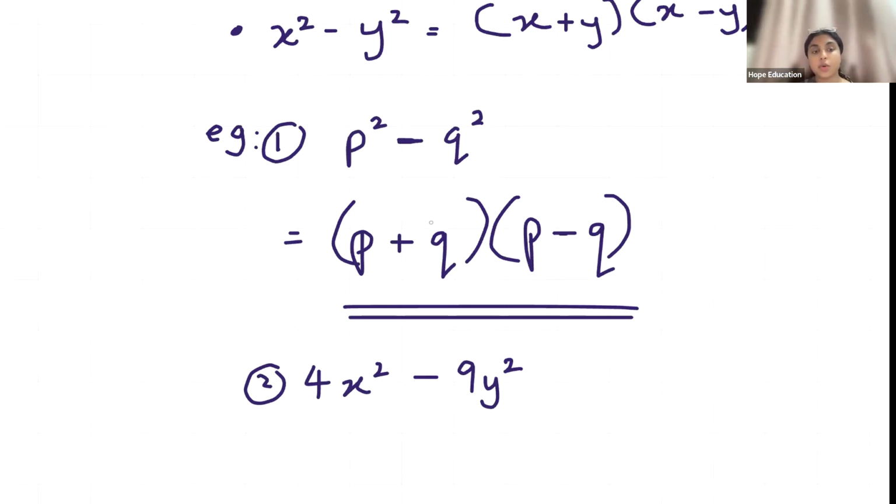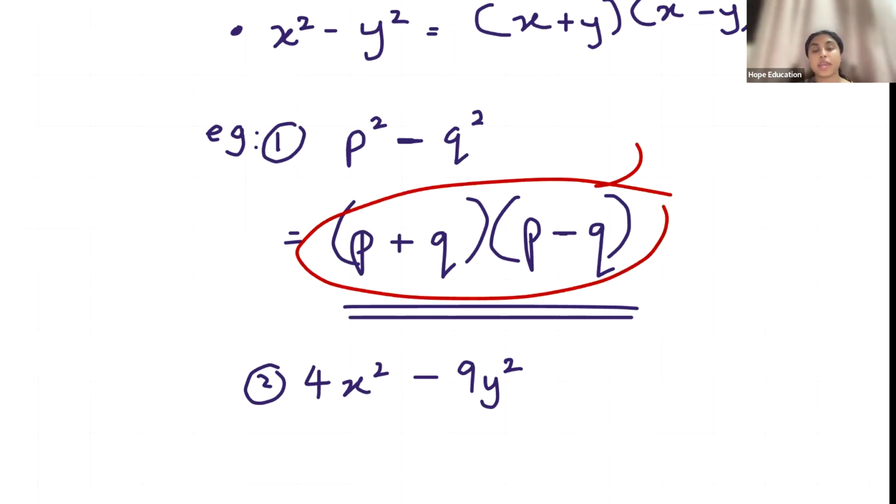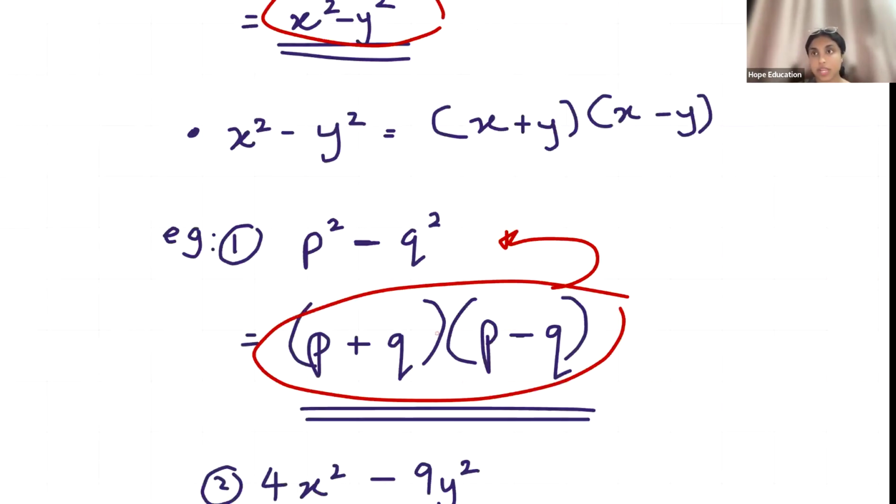So just to double check, you can simplify this again and see whether this comes back. Here, we simplified this and got this. Likewise, you can check by simplifying p plus q, p minus q, and you will get this. So you can just double check.